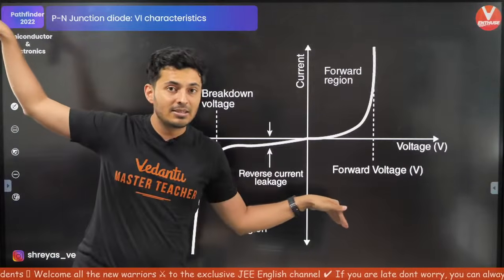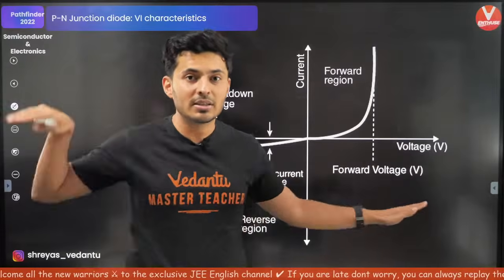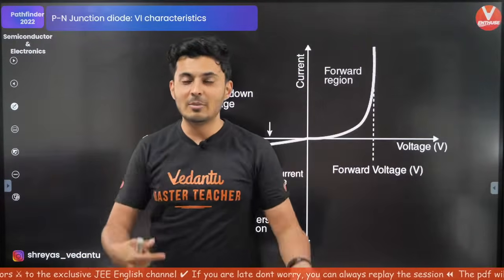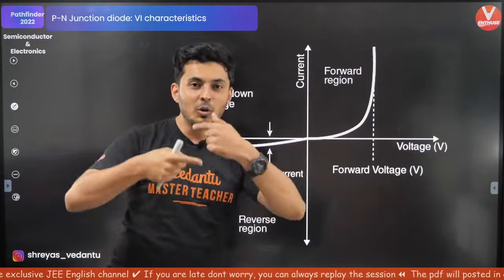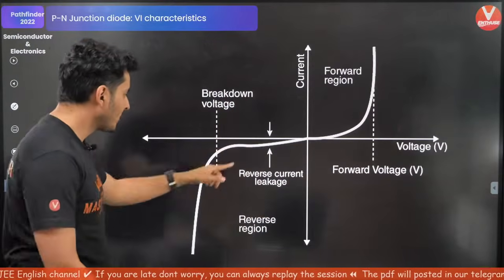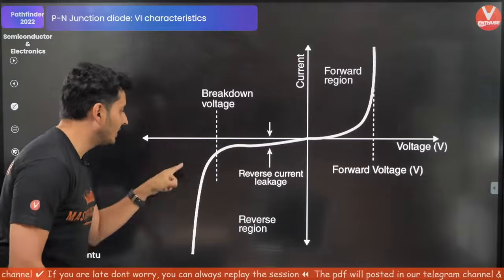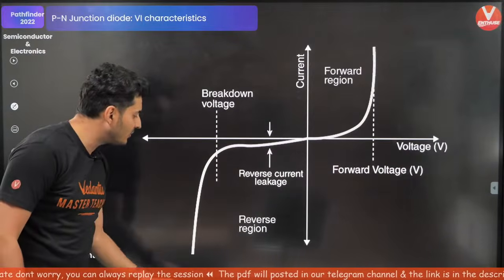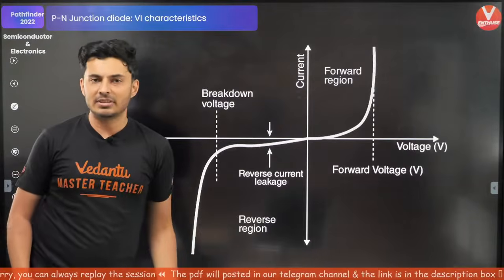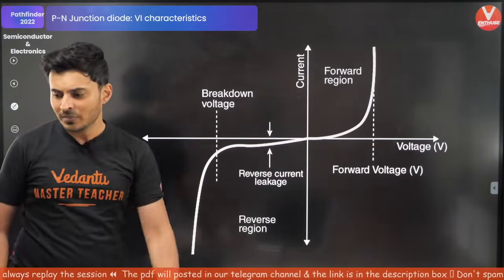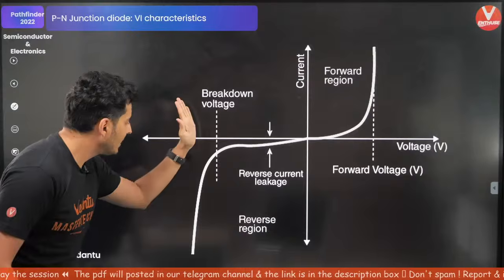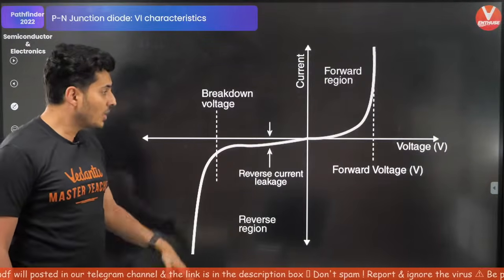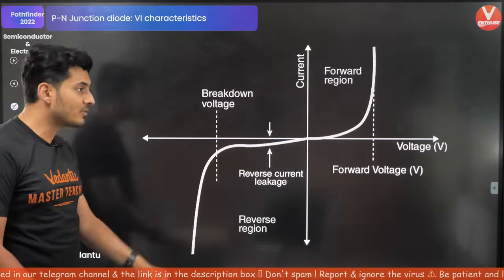Remember this Egyptian dance. Imagine somebody doing this Egyptian dance in reverse mode, going behind. That's how you're going to remember this. Now this is the important part. In the reverse bias, there comes a phase where the breakdown happens. And in that breakdown, you will see the voltage becomes constant. That is very, very important.